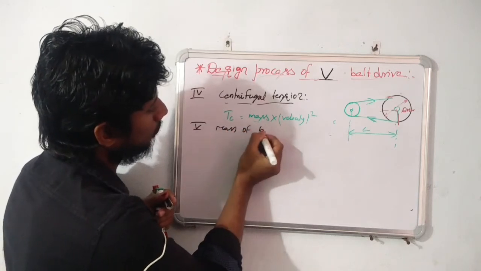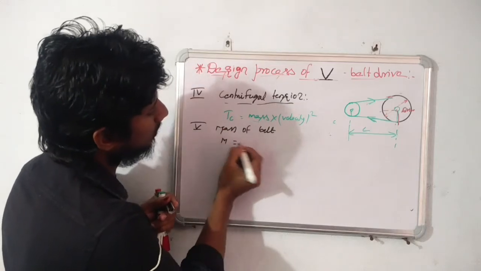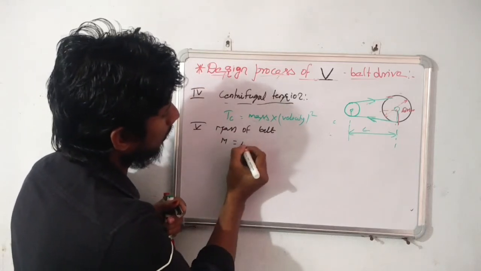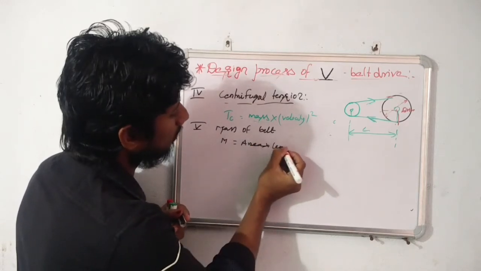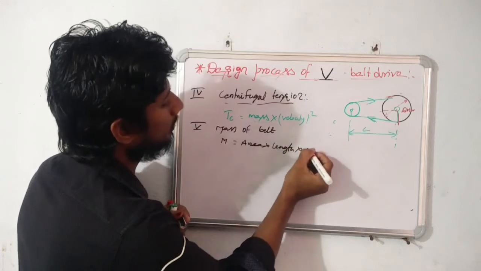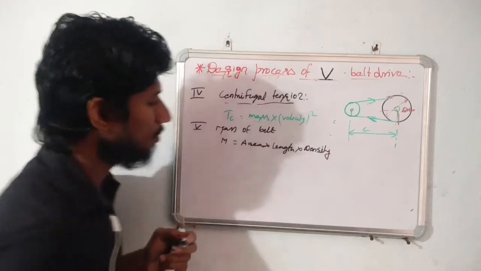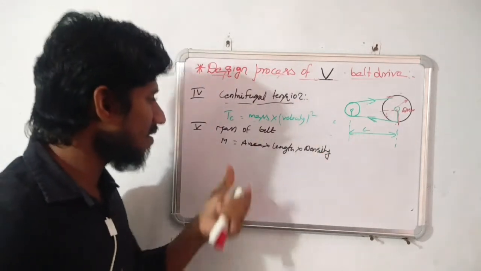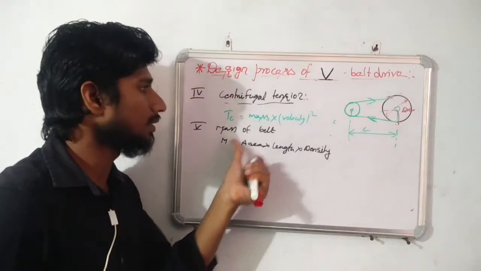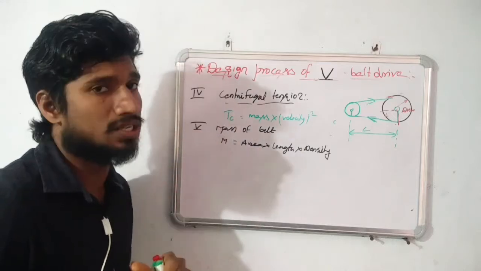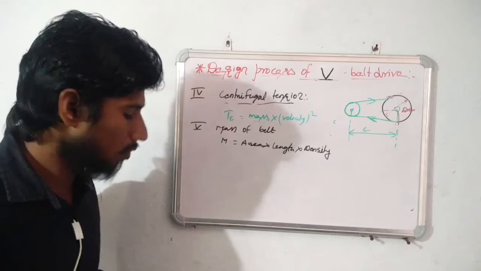Mass of belt is denoted by M, that is equal to area of the belt into length of the belt into density of the belt material. So it is the formula to find out the mass of the belt. When we know the mass of the belt, it is easy to find out the centrifugal tension in the belt drive. So this is about the fifth step. Go to the next step.